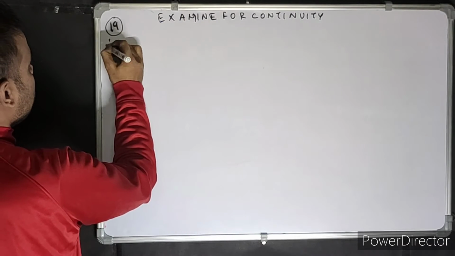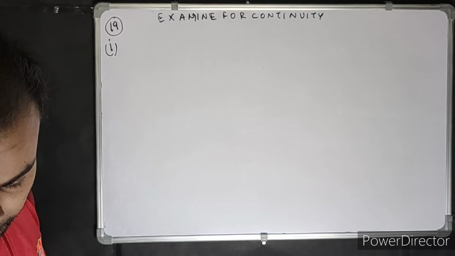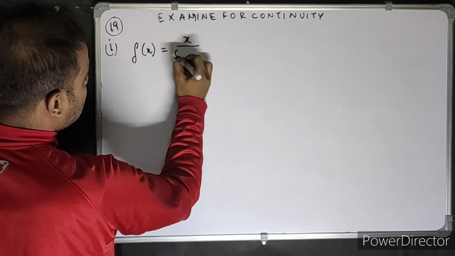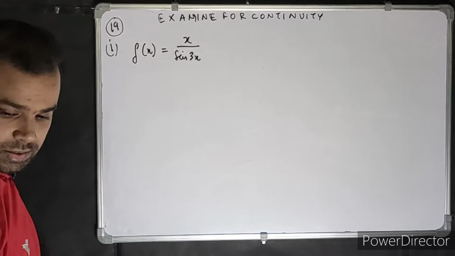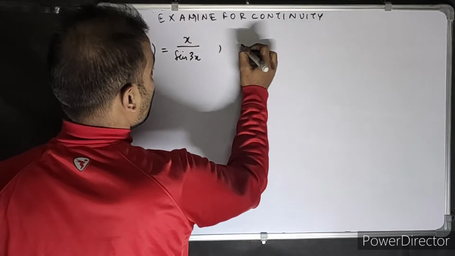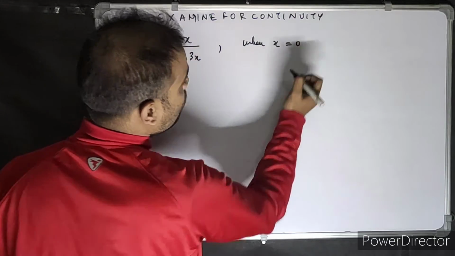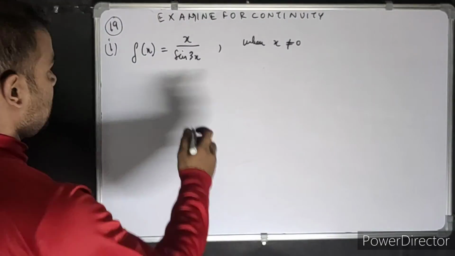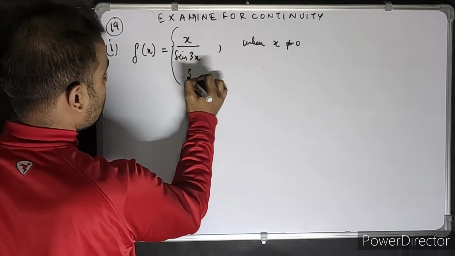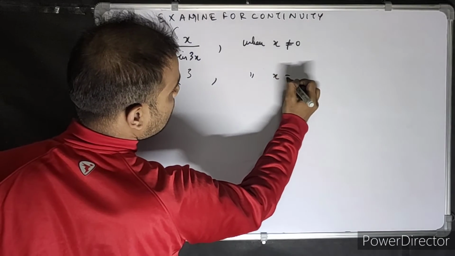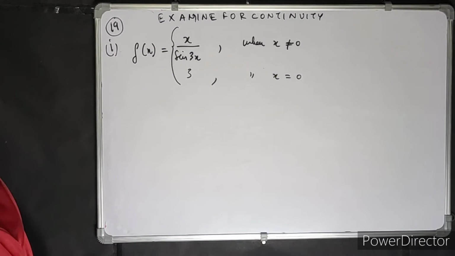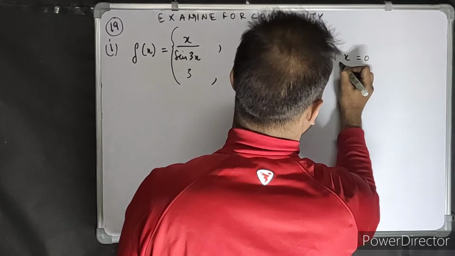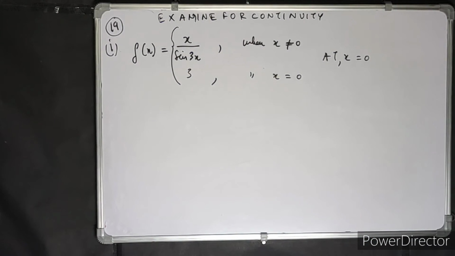Part 1. Question number 19, part 1 is given as f of x. You have done a question like this, so nothing to worry about. x by sine 3x, when x is not equal to 0, and 3 when x is equal to 0. And you have to check whether it's continuous at x equal to 0.